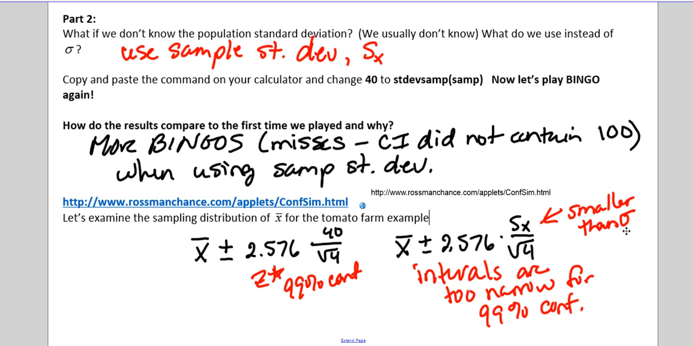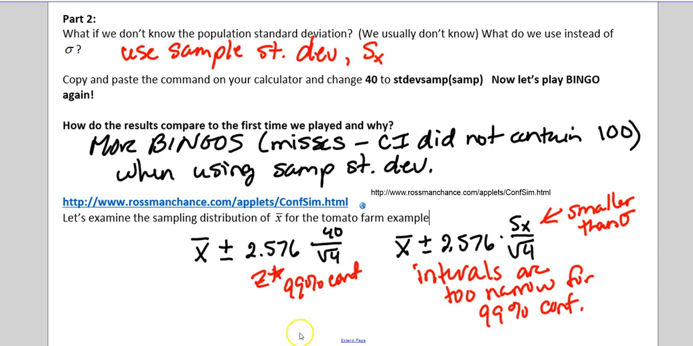So we noticed there was a lot of variability. Maybe I got 4 tomato weights that all happen to be kind of close together in size, just randomly. And then I'd have a really small standard deviation, which would create a really small interval, and it would miss the true population mean. So that's what was happening.